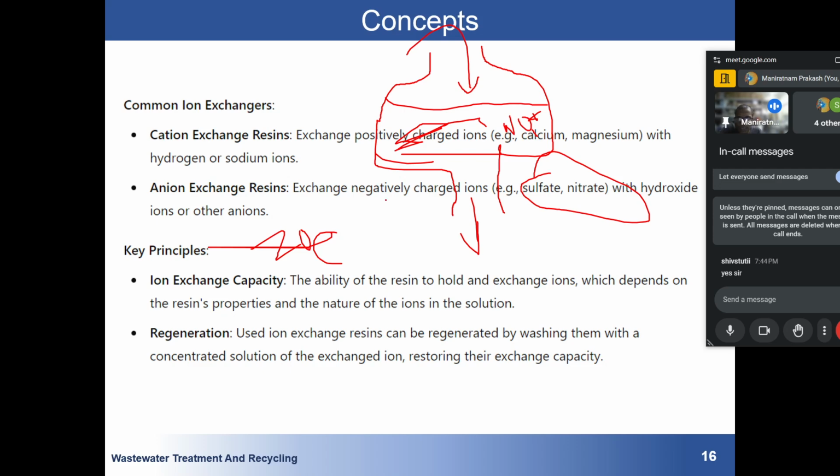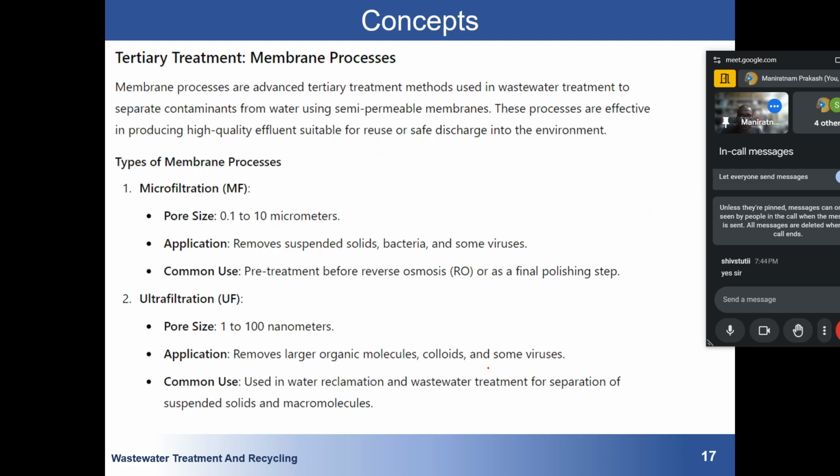Then we have regeneration. If we keep using it, all the pores which are there will get entrapped with calcium. So there are some mechanisms by which we can remove that calcium by passing fresh solution from here, and we will get the calcium out again. This can be reused for another batch. So used ion exchange resin can be regenerated by passing a concentrated solution of the exchanged ion through it, restoring its exchanging capacity.